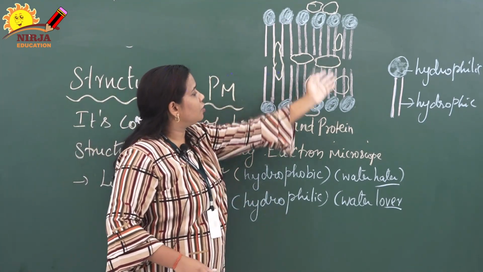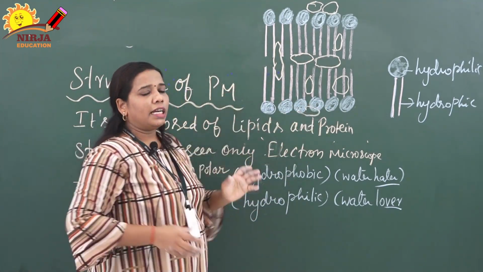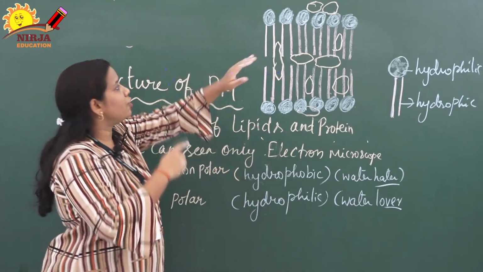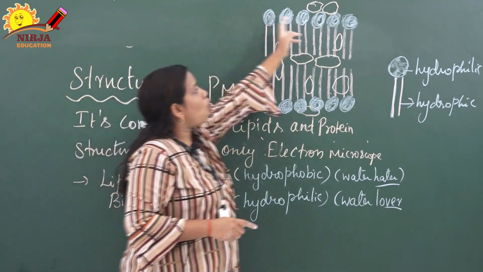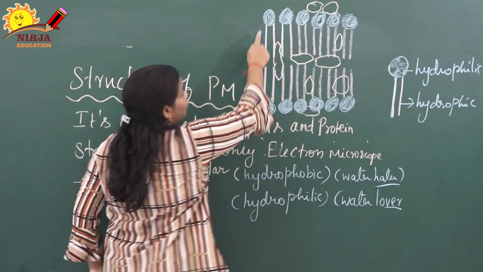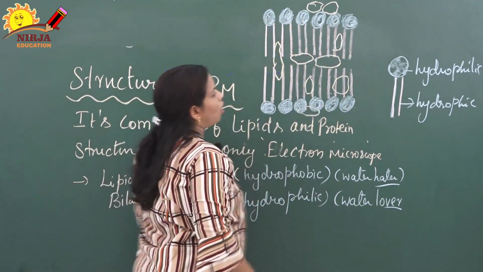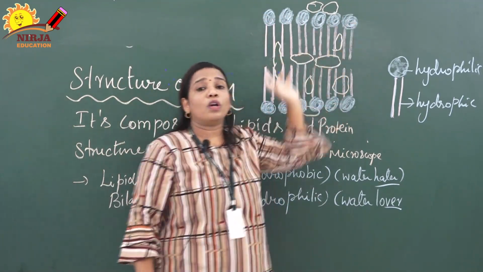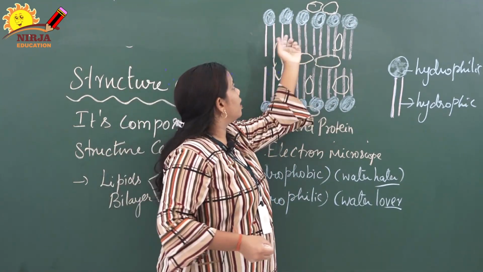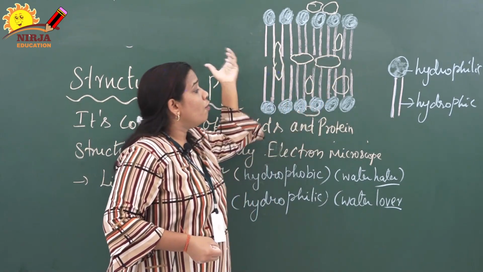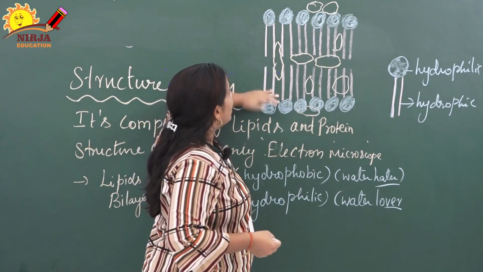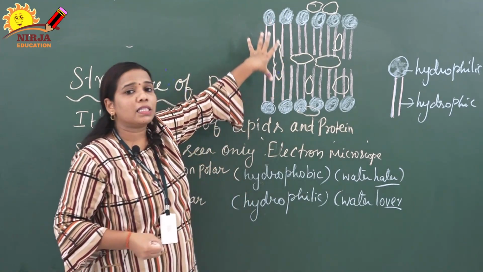Now you have to see the structure here. Children, it looks like matchsticks. Take matchsticks from a matchbox and arrange them in this way, so all the headed portions are on one side and the other headed portions are on the downside. Imagine the headed portions are called the hydrophilic end. What is meant by hydrophilic end? It loves and attracts water. This other portion is called the hydrophobic end, which hates water. This way the two layers of lipids are arranged.